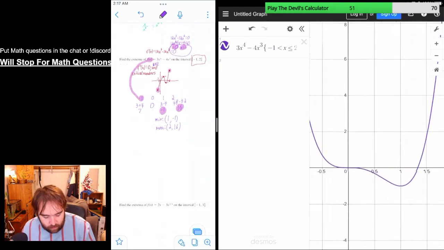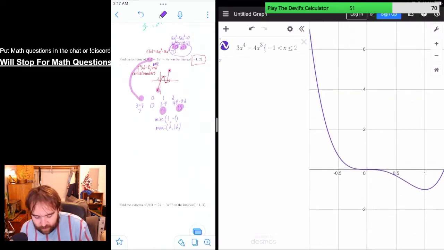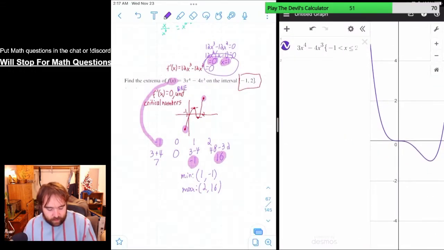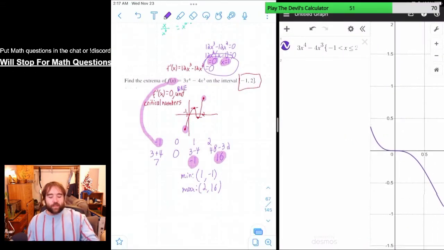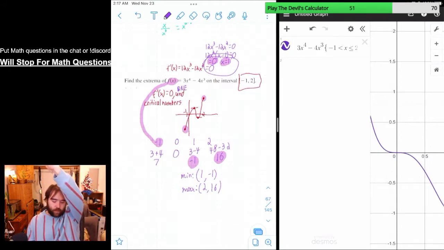And also interesting to notice here, they didn't really ask for it, but notice that at 0, it's actually not a minimum there, but it still does flatten out. And yeah, that is called a point of inflection. I think somebody said in the chat that it flattens out there, but it's still not a minimum. But then it keeps going back up.